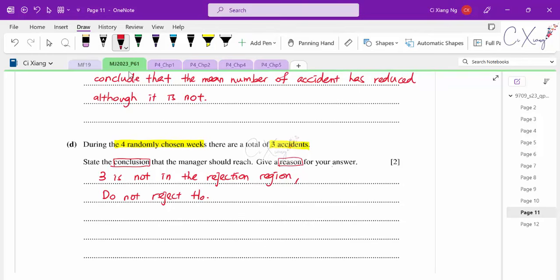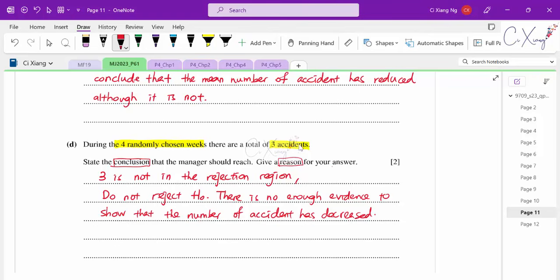Okay, so when we say do not reject the null hypothesis, you can further explain by writing out the conclusion in question context. So there's not enough evidence to show that the number of accidents has decreased. Okay, right, so this is how we conclude. We make a conclusion by using the number of accidents provided.